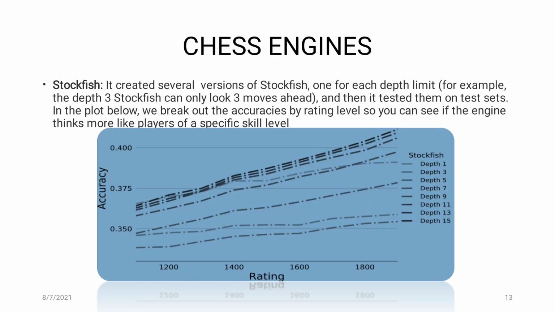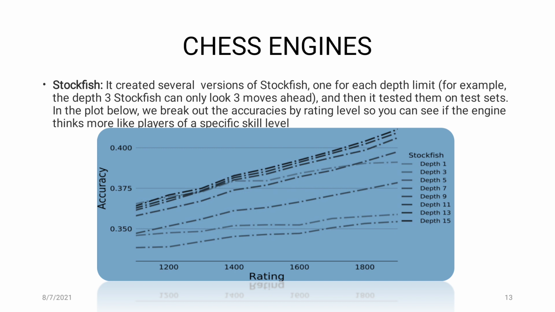The chess engines. The first one is Stockfish. It created several versions of Stockfish, one for each depth limit. For example, with depth 3, Stockfish can only look 3 moves ahead. As the depth increases, it can look more steps ahead. And then it was tested on test sets, in a plot below.